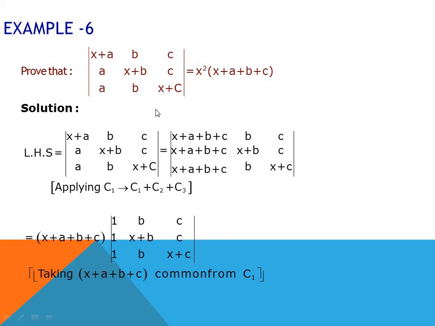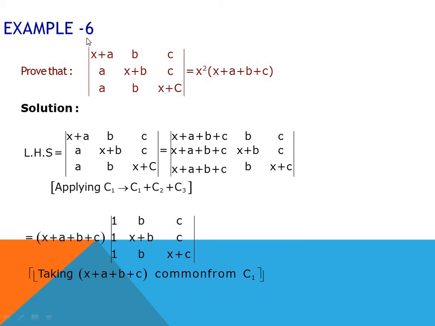Given the matrix, the first column is x plus a, b, c; the second column is b, x plus b, c; and the third column is b, c, x plus c. If you apply the operation C1 as C1 plus C2 plus C3, then the first column becomes x plus a plus b plus c in all elements. You can get the hint from the proof that on the right hand side you have to take out x plus a plus b plus c as a common factor.